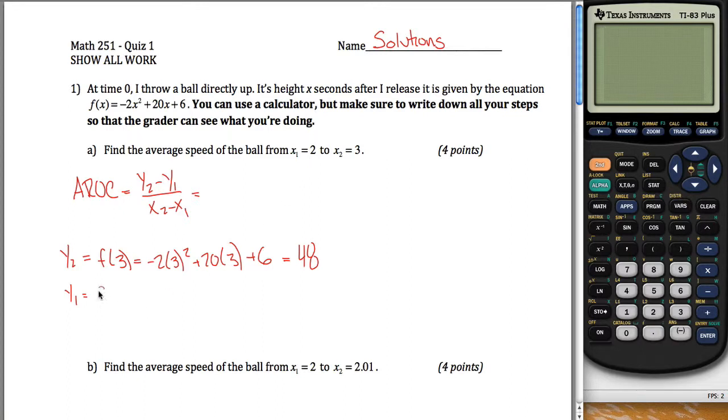And then y1 is just the y coordinate corresponding with x1. x1 is 2, so it's just f of 2, which is negative 2 times 2 squared plus 20 times 2 plus 6. So let's see, 2 squared is 4 times negative 2 is negative 8. Negative 8 plus 40 is 32. 32 plus 6 is 38.